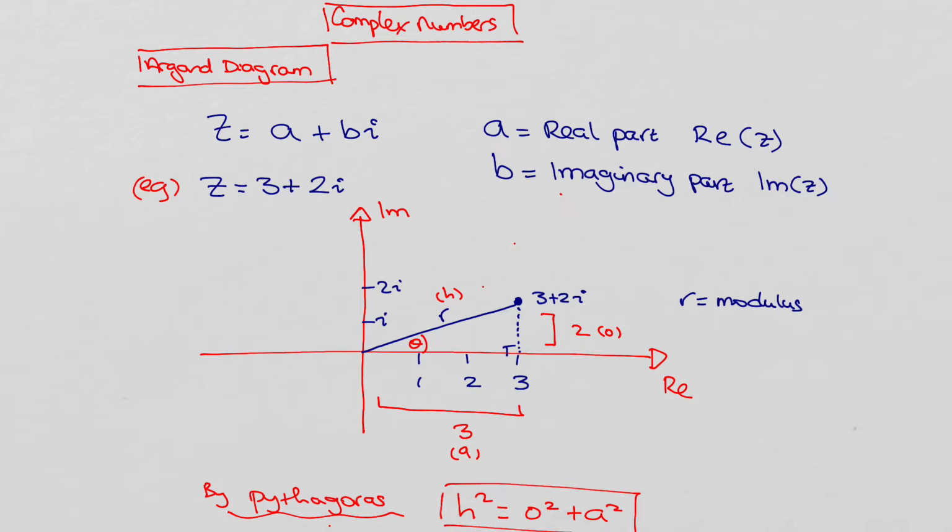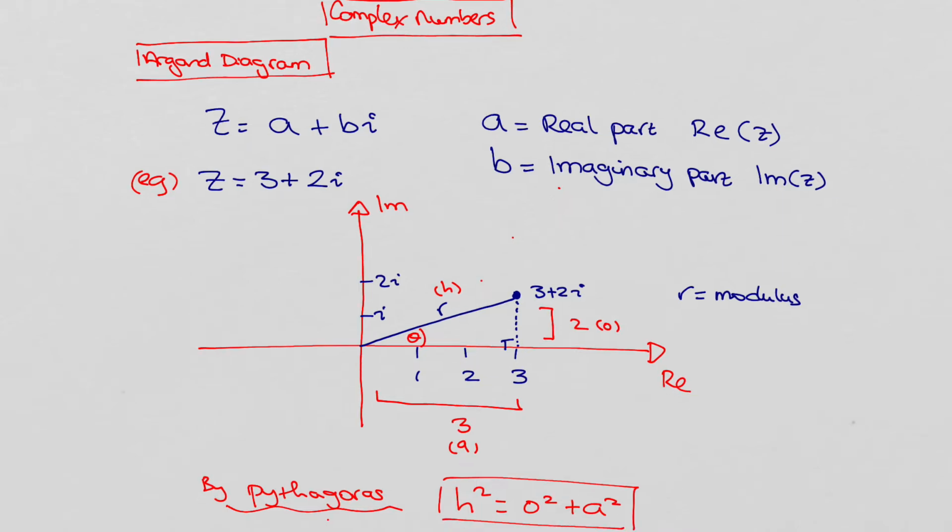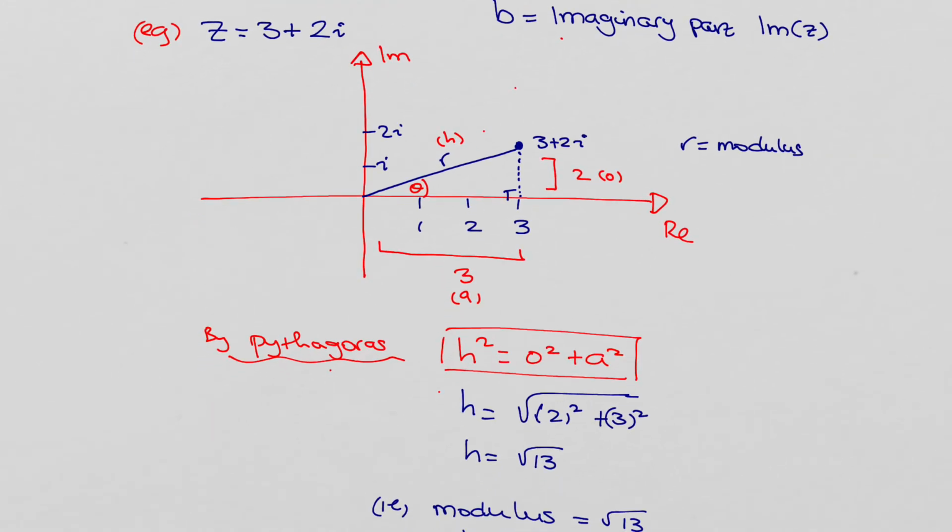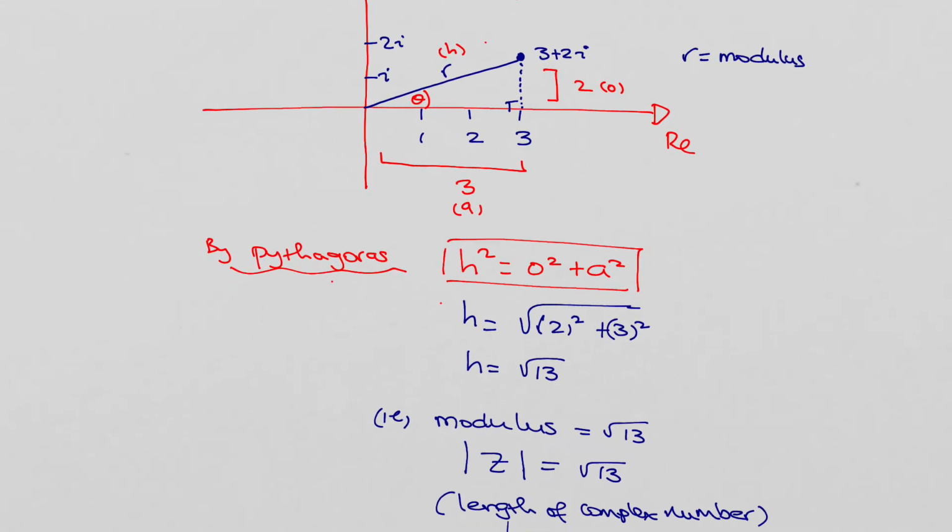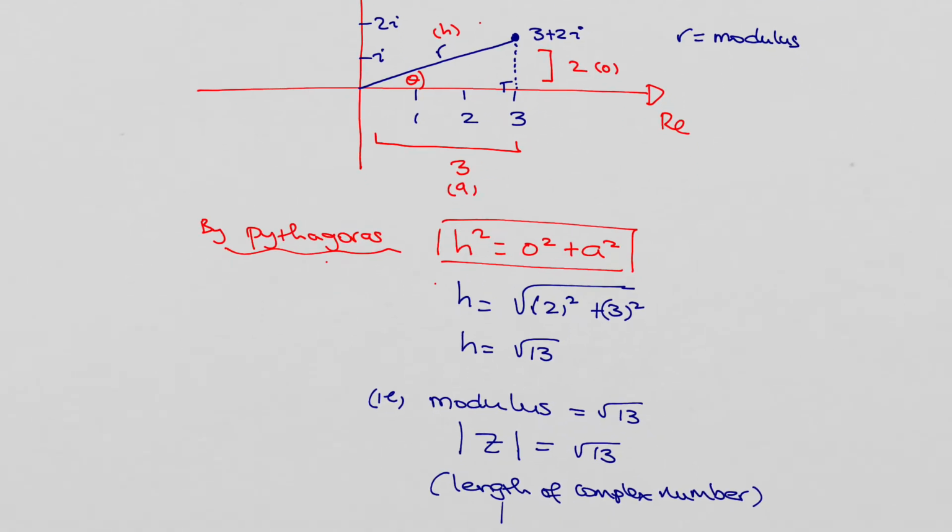Therefore the length, in other words the modulus, can actually be found using Pythagoras. So what we end up with is the square root of 2 squared plus 3 squared, in other words, root 13. So the length of this complex number 3 plus 2i from the origin to the complex number itself is root 13. This can be represented by r, or |z|, inside the modulus symbol, because obviously the length of a complex number can never be negative. It's always going to be the absolute value, in other words, the positive value.